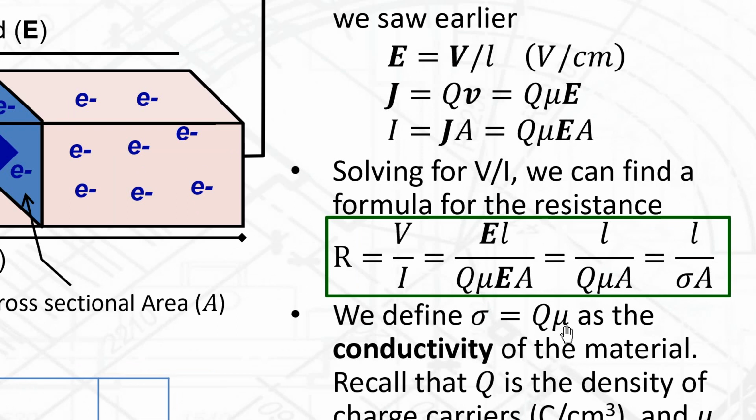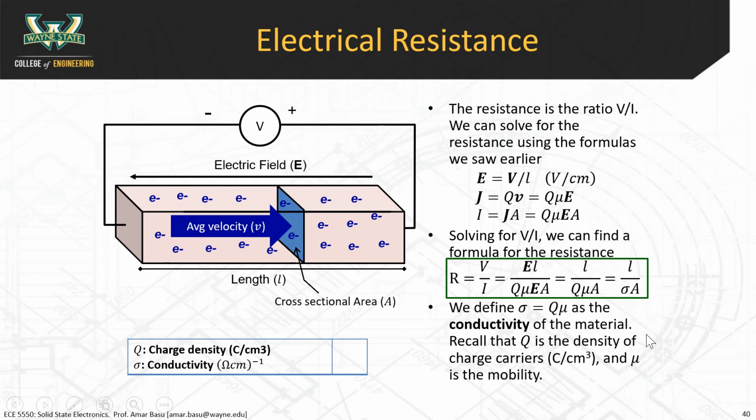This is only if you have a single carrier. Later in the module, we're going to look at what happens if you have both electrons and holes. So you actually have to sum up both contributions. It'll be Q times mu n plus Q times mu p, where mu p is the mobility of holes, and mu n is the mobility of the electrons. All right. Any questions on resistance so far?